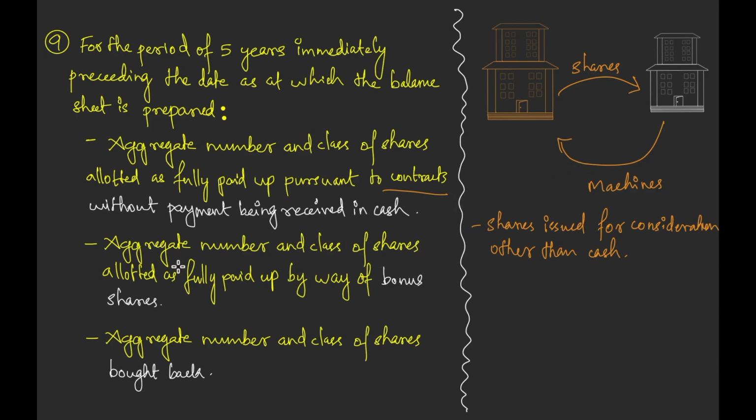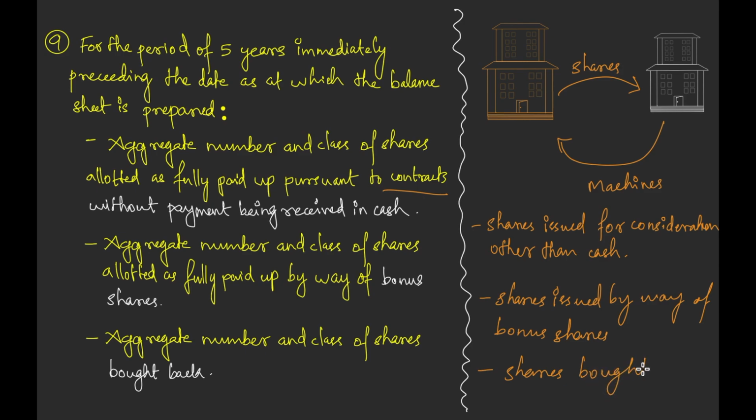Aggregate number and class of shares allotted as fully paid up by way of bonus shares. So, shares issued by way of bonus shares. We will discuss more about bonus shares when we reach the chapter about bonus shares. Now let's see the next point: aggregate number and class of shares bought back. So, shares bought back.